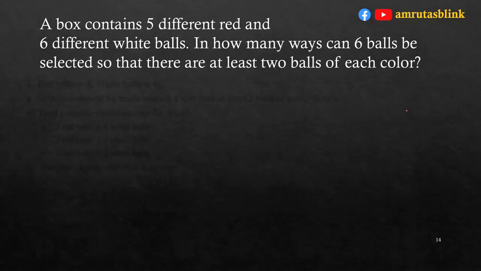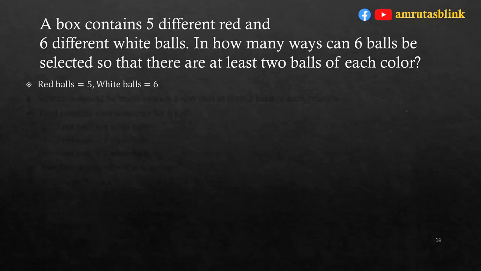A box contains 5 different red and 6 different white balls. In how many ways can 6 balls be selected so that there are at least 2 balls of each color? Now first of all we will write down the given information very carefully.